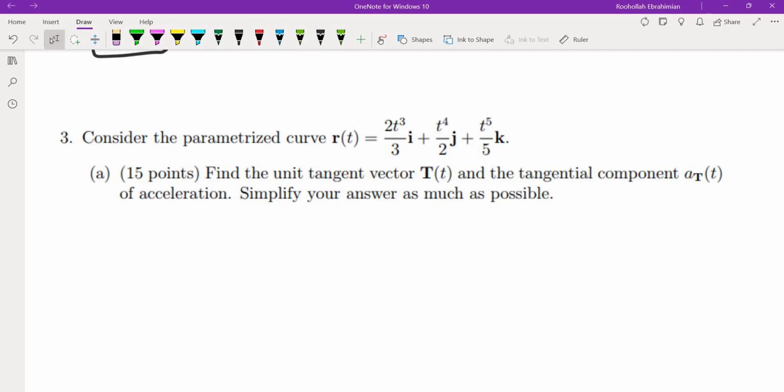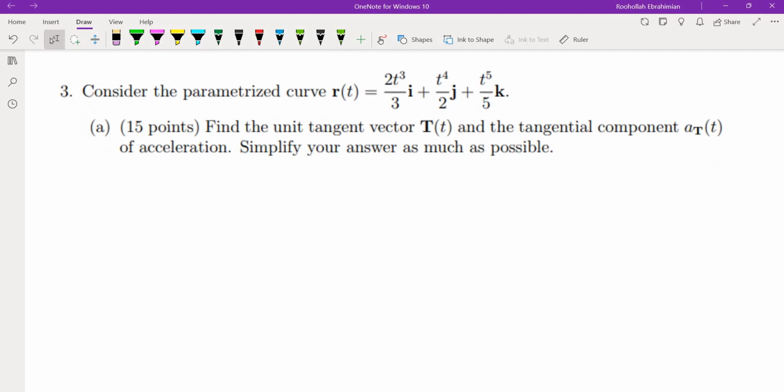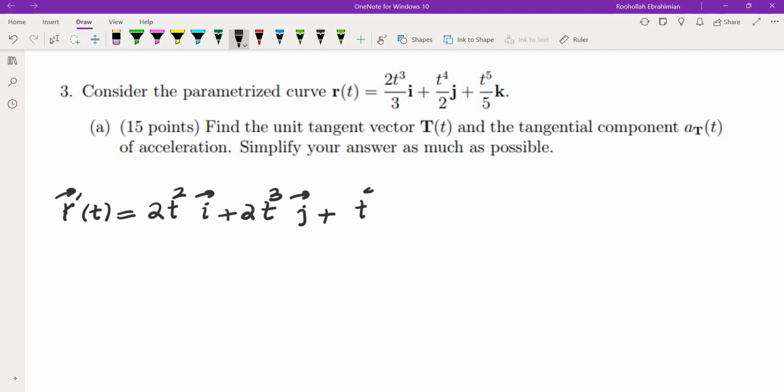Consider the parametric curve given here. Find the unit tangent vector and the tangential component of acceleration. Okay, so let's first find the derivative, and then we'll divide by its magnitude to get the unit tangent. So the derivative of that would be 2t squared i plus 2t cubed j plus t to the fourth k. So this is the derivative of that. Let's take the magnitude and then divide.